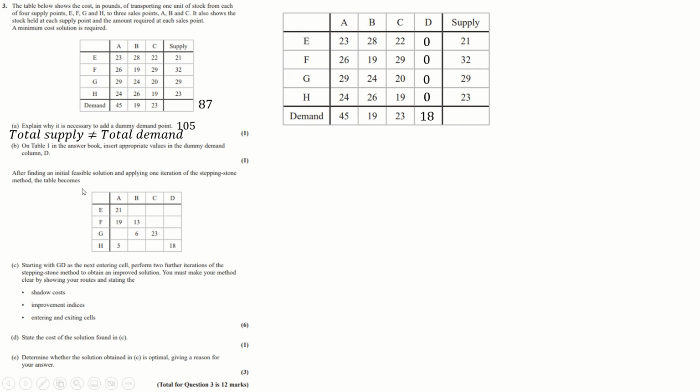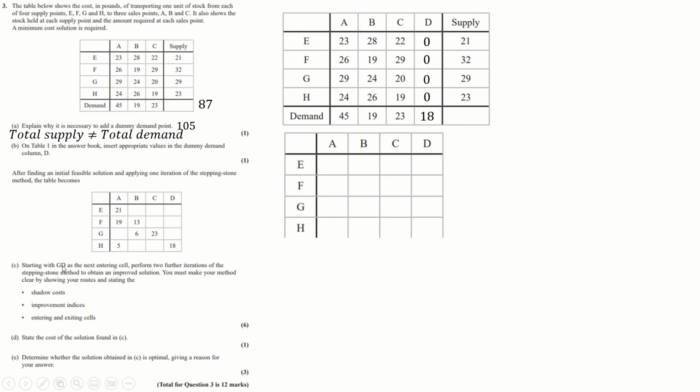And now it says that by doing something, it gets this here. And now we need to start with GD and do another lot of this procedure, the stepping stone method. So okay, we just put theta in GD because it told us to. Now, do we decrease this one or this one by theta? Well, we can't decrease this one by theta because there's nothing to then, in this column, balance that theta out. So this one decreases by theta, and this one increases by theta.